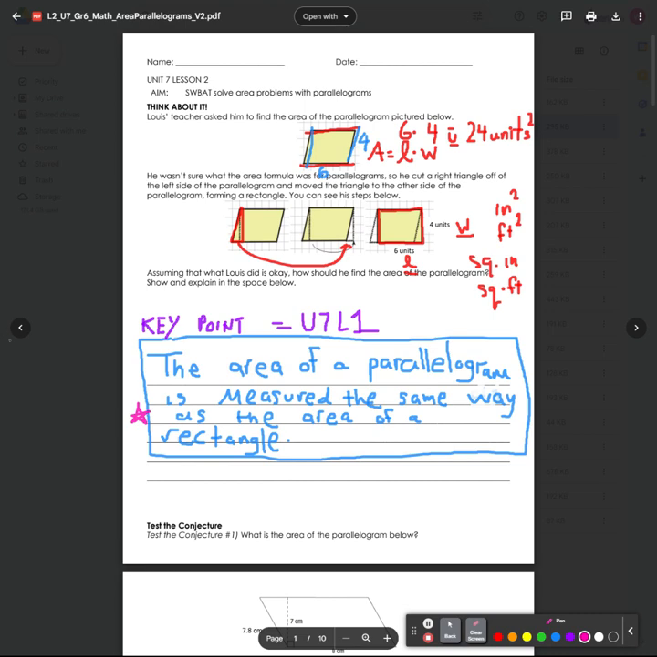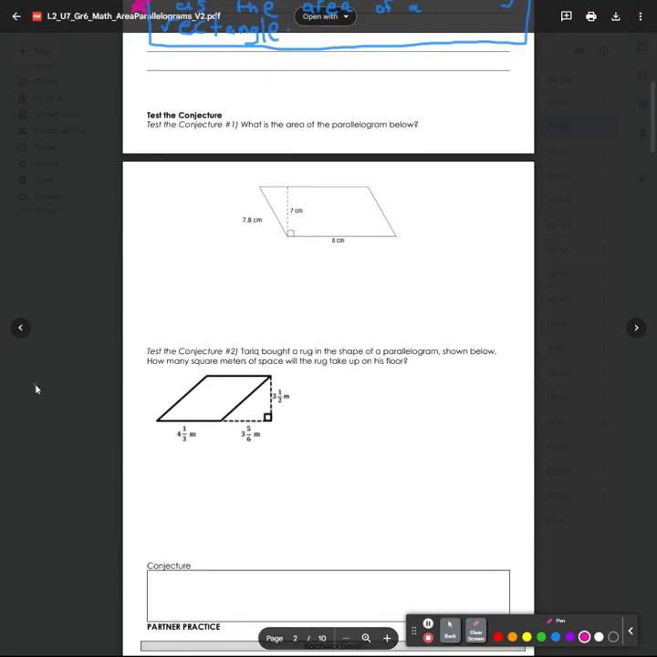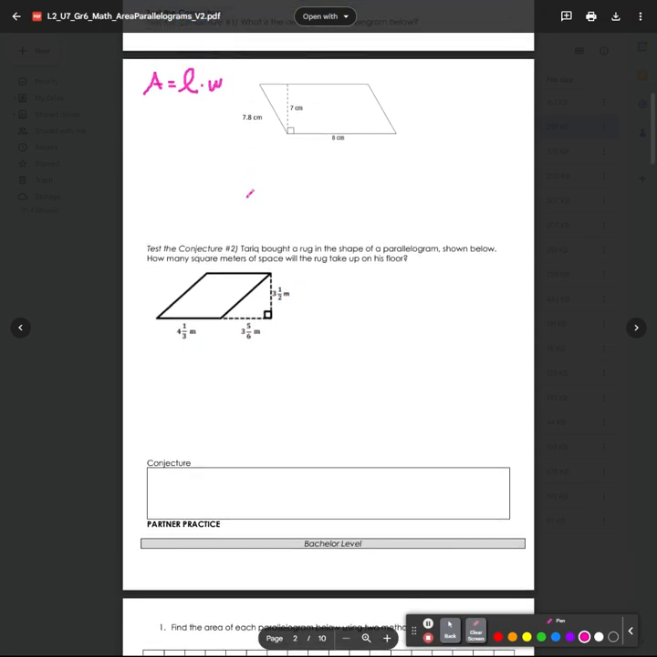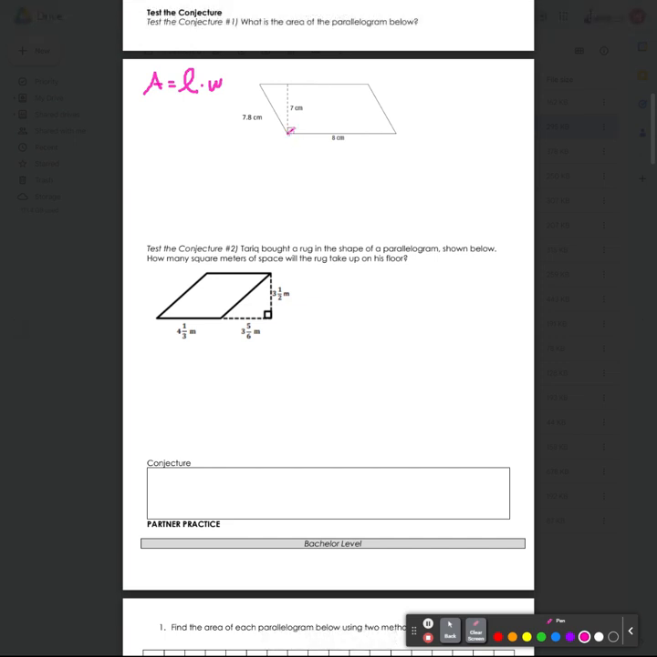Excellent. So let's take a look now at our test of conjecture question number 1, which is asking, what's the area of the following parallelogram? Well, as we just mentioned, to find the area, we're going to need to know what the length is and what the width is. So when we look at the following, what do we see here? We see that this is our length, and this is our width.